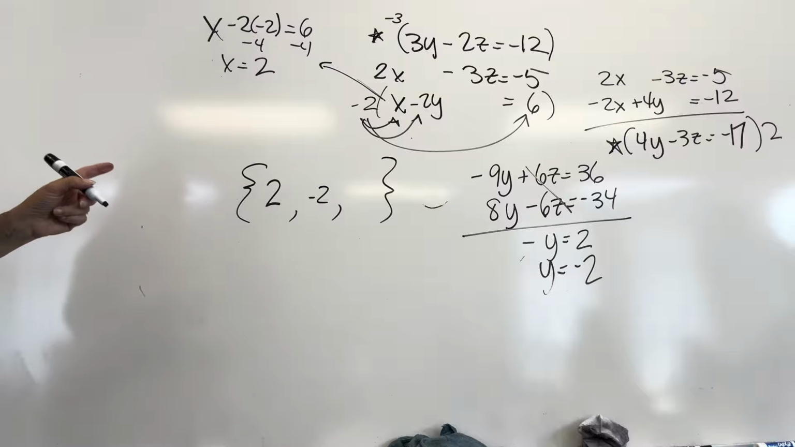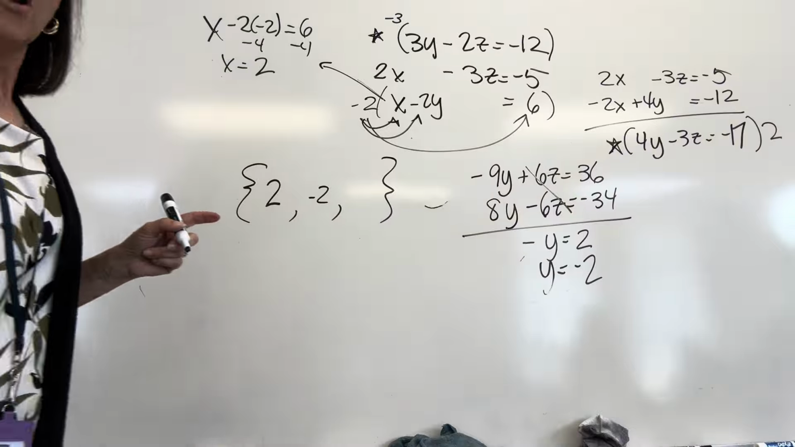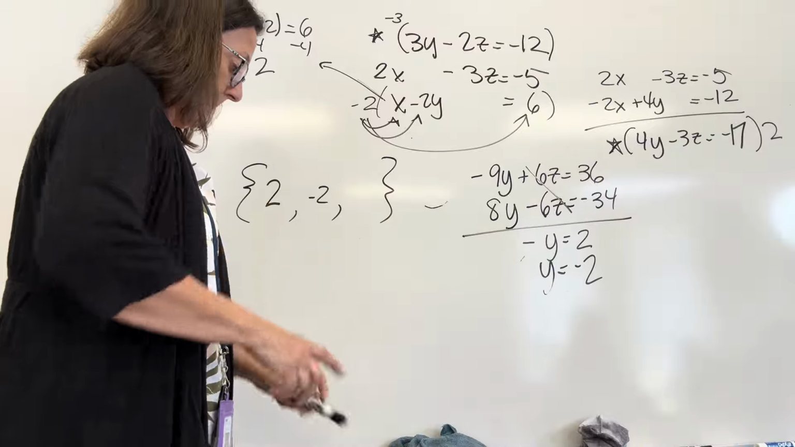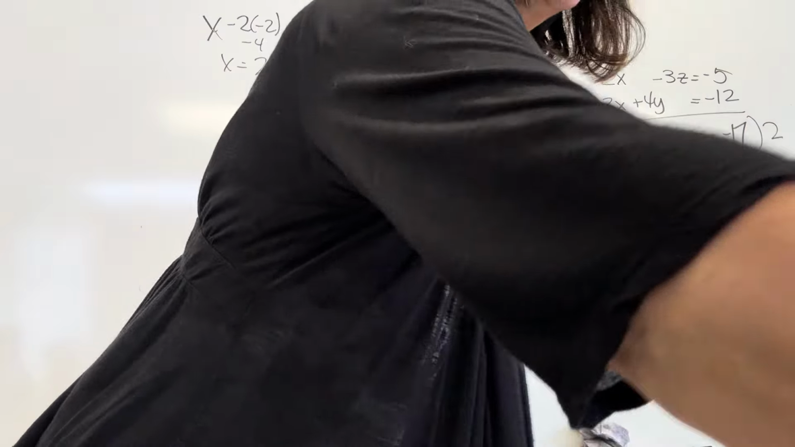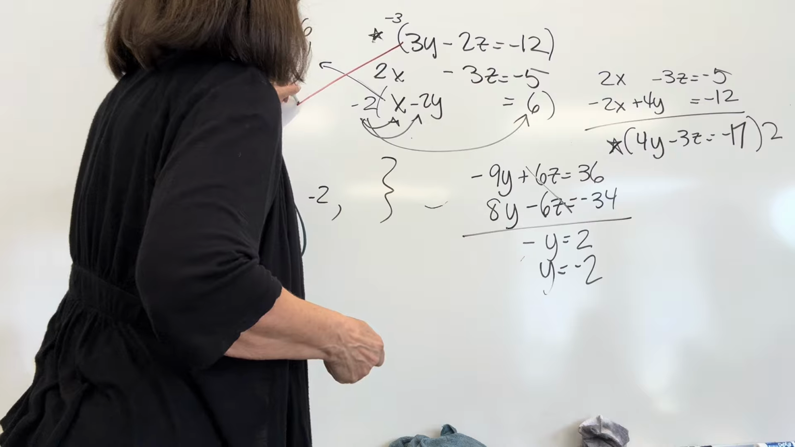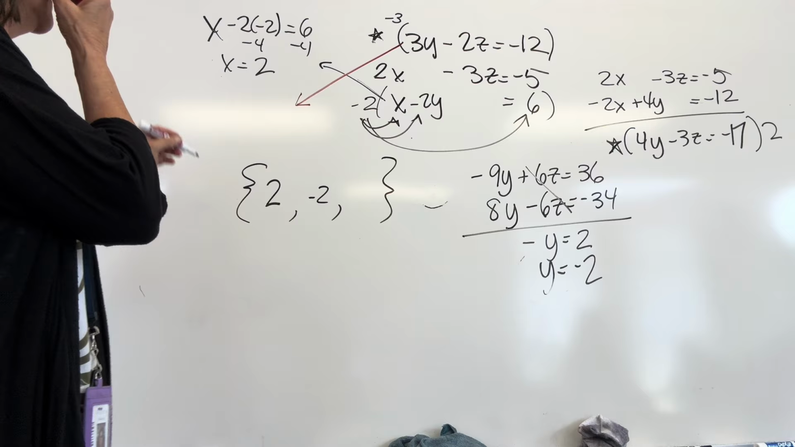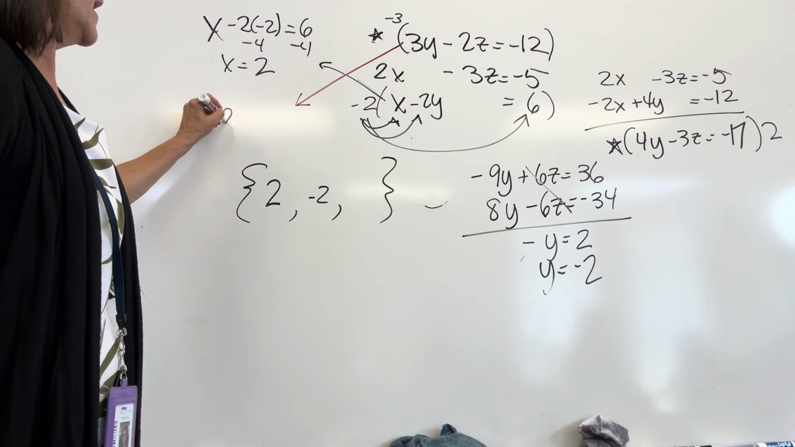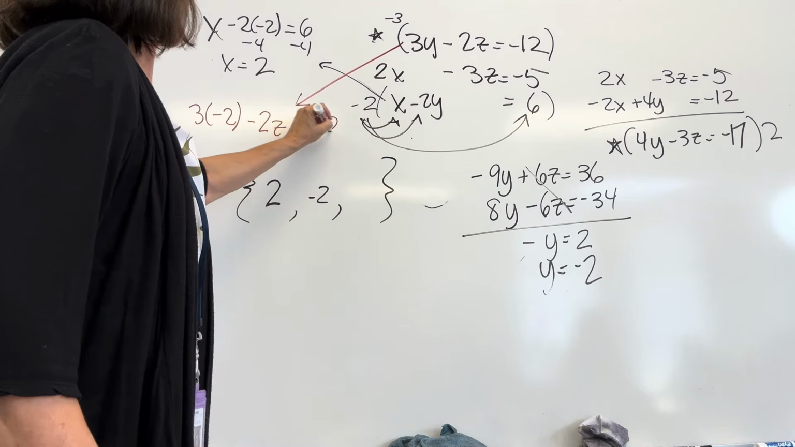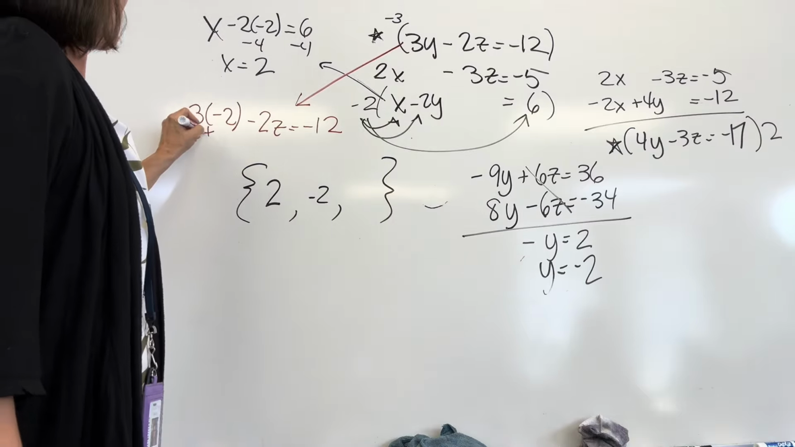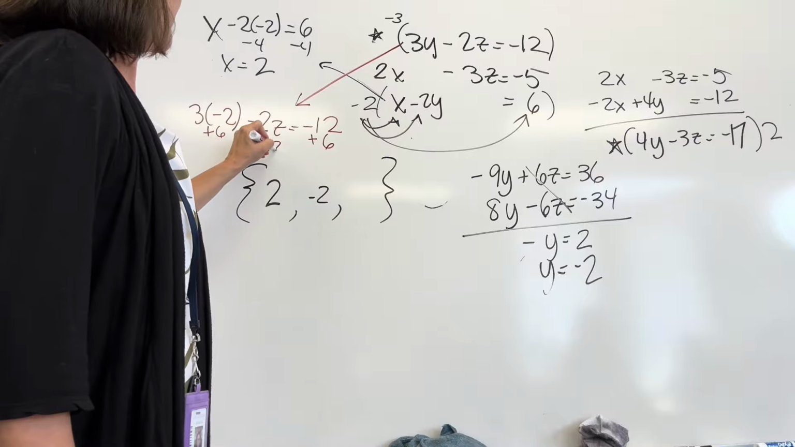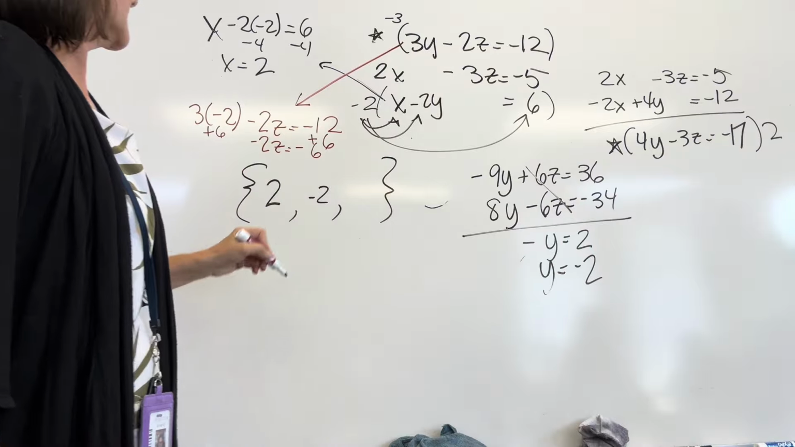Now we'll go solve, almost said y, solve for z. And I'll go back to this first equation to solve for z. All right, so I'm using the first equation to solve for z. So 3 times negative 2 minus 2 times z is negative 12. That's negative 6. So I'm going to add 6. So we end up with negative 2z is negative 6. So z is positive 3.